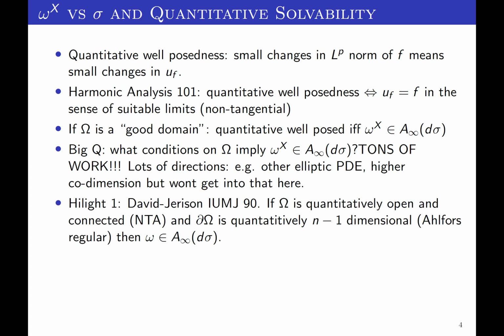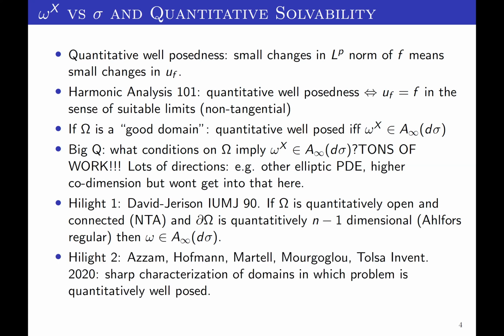One is a theorem of Guy David and David Jerison, which says that if your domain is quantitatively open and connected, there's a technical term called NTA, and its boundary has quantitatively n-1 dimensionality, the technical term is Ahlfors regular, but you can just think of basically any domain given by a smooth graph on the boundary or piecewise smooth, then we have this nice property. Harmonic measure is quantitatively mutually absolutely continuous with respect to surface measure, and you can quantitatively solve the Dirichlet problem in L^p.